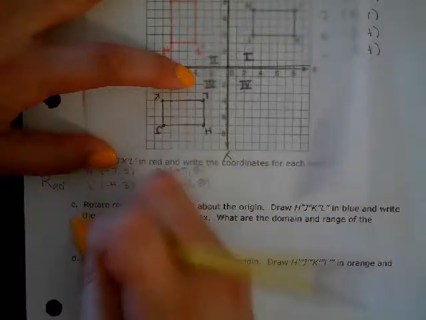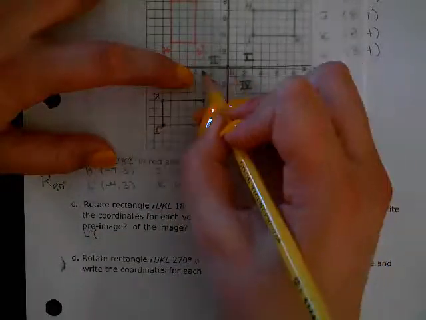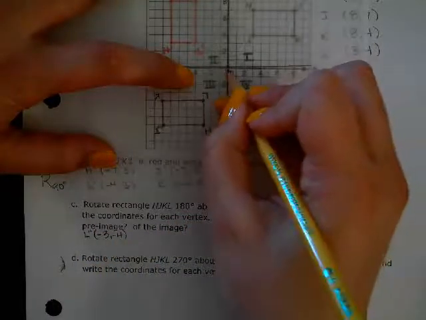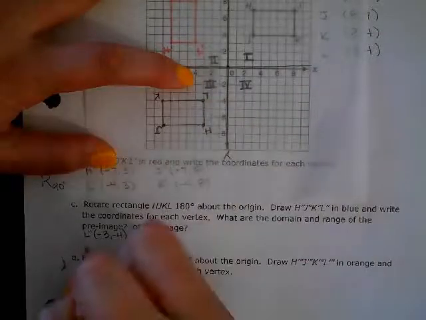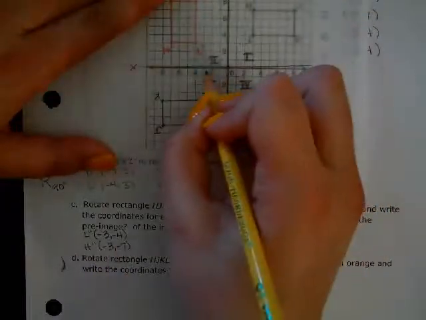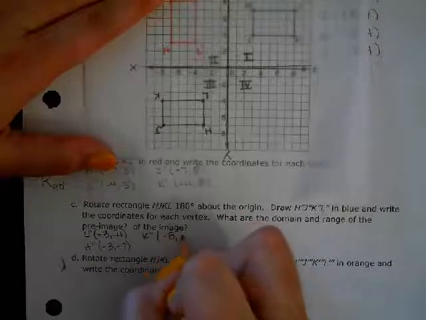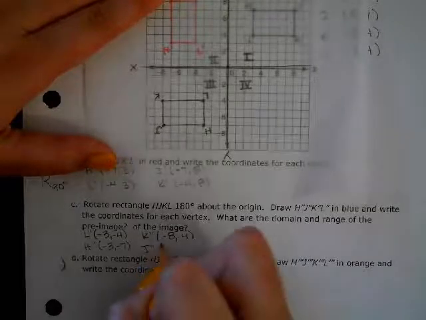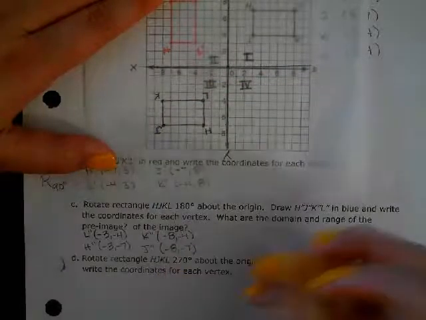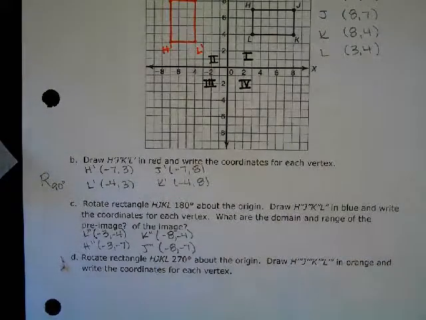Okay, so L prime prime is left 3, down 4, -3, -4. H prime prime is left 3, down 7. K prime prime is left 8, down 4. And J prime prime is left 8, down 7. Okay? And it says this one to do in blue. If you're doing a different color, go ahead and scratch out blue and put your own color in instead.